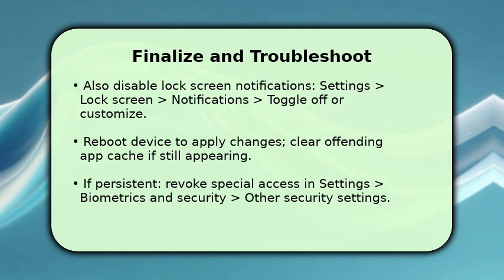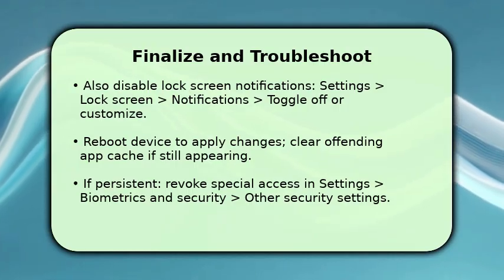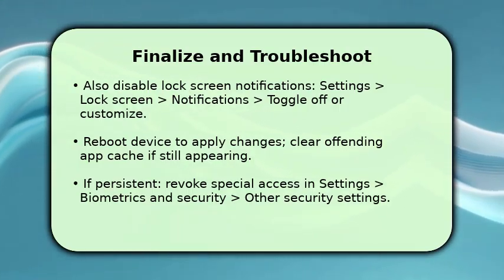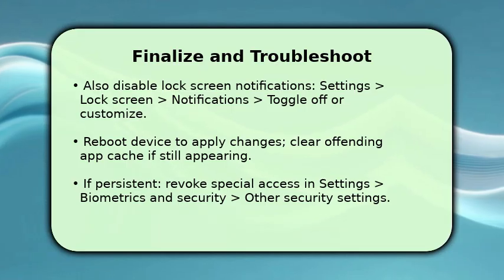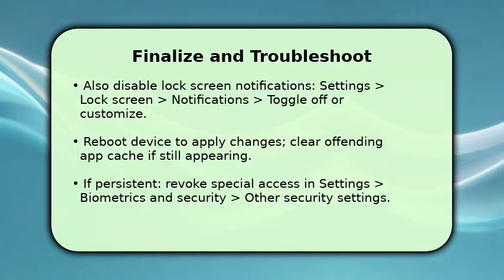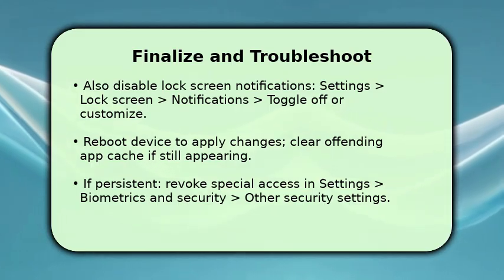This ensures privacy. Once configured, reboot the phone to apply changes and clear the cache of any app that previously pushed news. If the news keeps appearing, revoke special access or device admin rights in Biometrics and Security, and then uninstall the app. That usually resolves stubborn sources and prevents reinstallation or automatic relaunches.